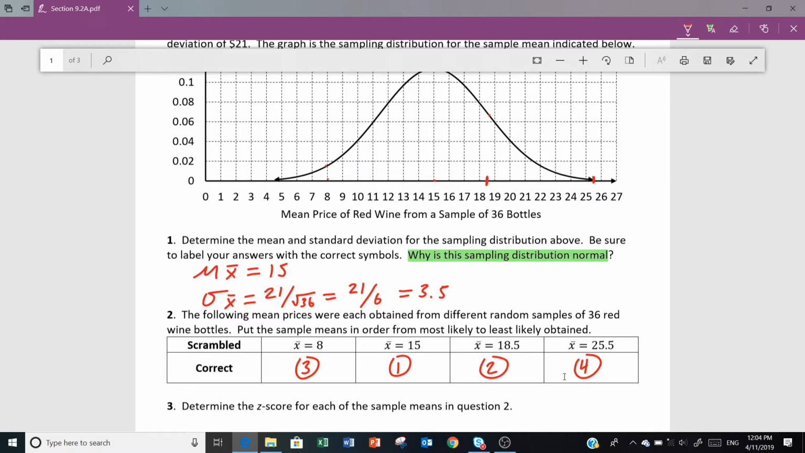The standard deviation on the bottom, the x bar. Here's the original z value formula. We want to modify it for x bar, but remember, it is still minus the mean. So it's x bar minus the mean, which is 15, divided by 3.5. Yes. Don't divide by 21, divide by 3.5.